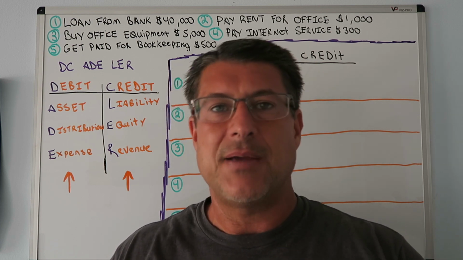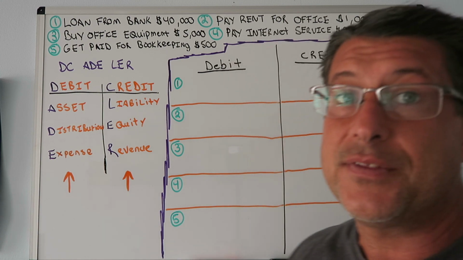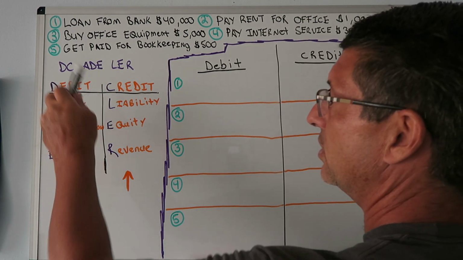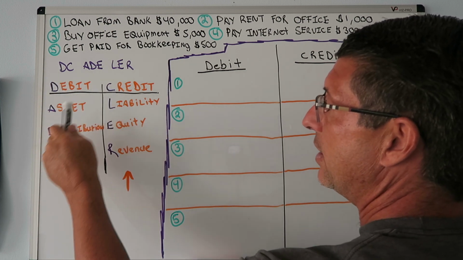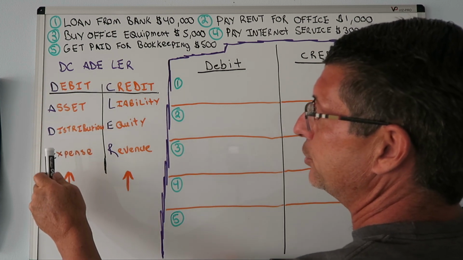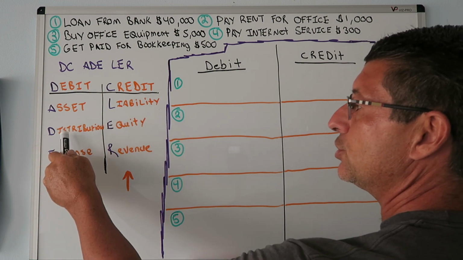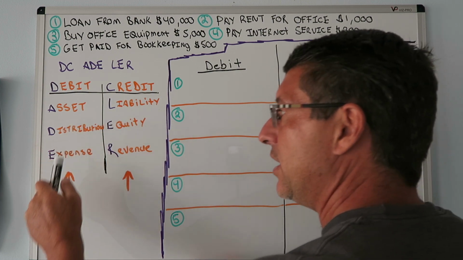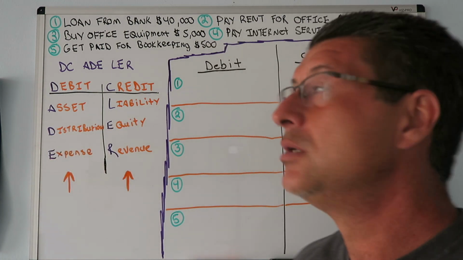I really spent some time thinking about it, and of course, we're going to use the DC Adler method. DC Adler: debit, credit, asset, distribution, expense, liability, equity, revenue. Now, the distribution could be a draw or a dividend, but it reduces the equity. So let's get into this.